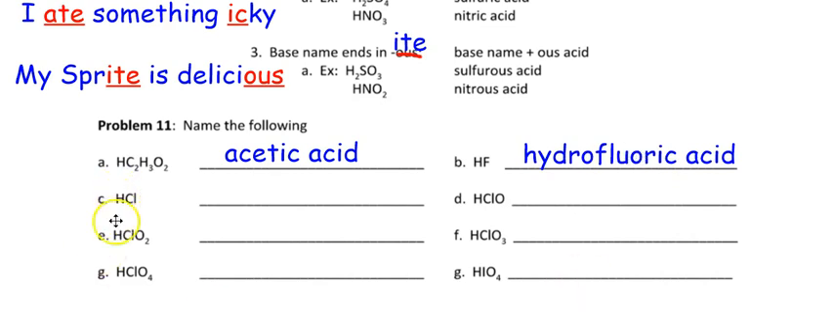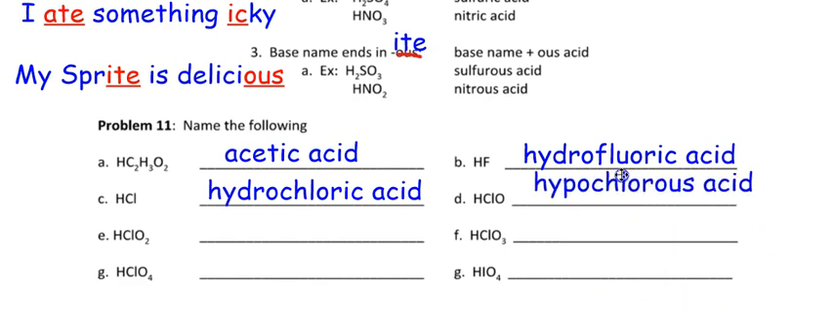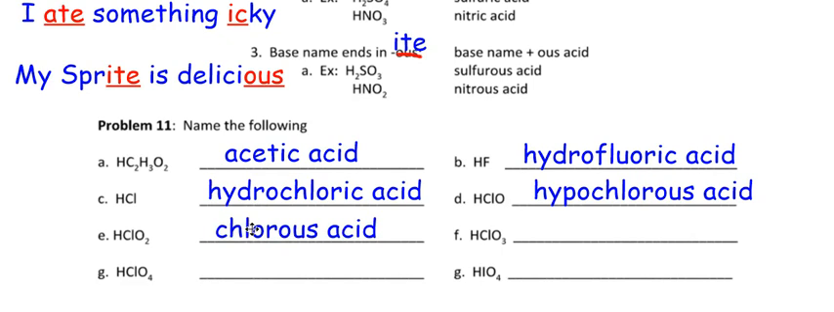HCl, very similar. Cover up the H. What's left is chloride. So it becomes hydrochloric acid. My ride has hydraulics. Over here, cover up the H. What do you have left? Notice I even had ClO here, so you can go ClO or OCl. So you recognize it as hypochlorite. So if it's hypochlorite, my Sprite is delicious. So it becomes hypochlorous acid. Cover up the H over here, and you end up with chlorite, so it becomes chlorous acid.